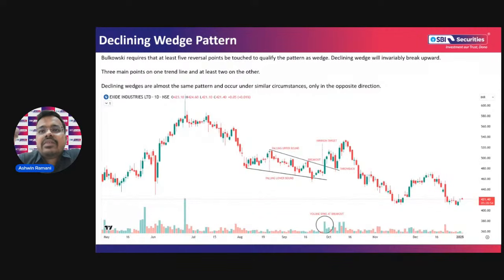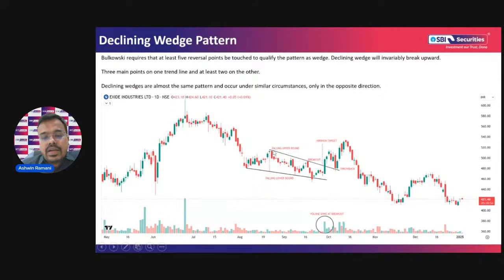Exactly the same fundamental difference, no lower low. So what happens in a descending triangle is you get a lower high formation, but there is a flat horizontal support line where the lows are almost or near about the same levels. But in a declining wedge, you will have lower lows. So you won't have a flat support line, but you will have a downward sloping support line, and you will have a downward sloping upper trend line as well.